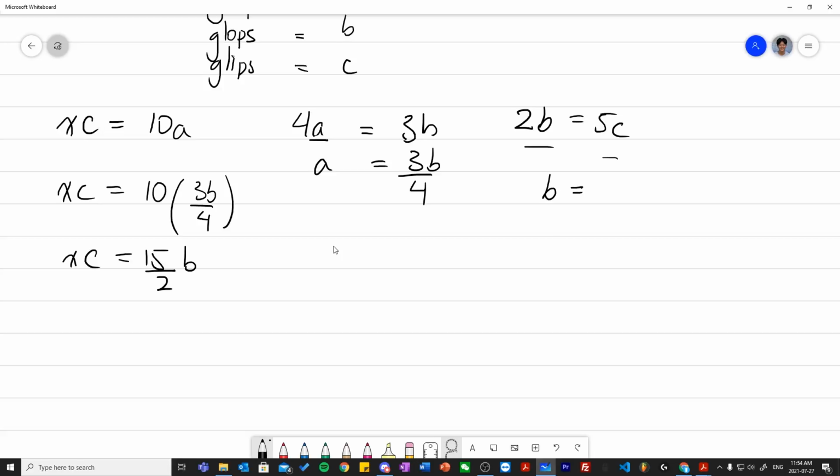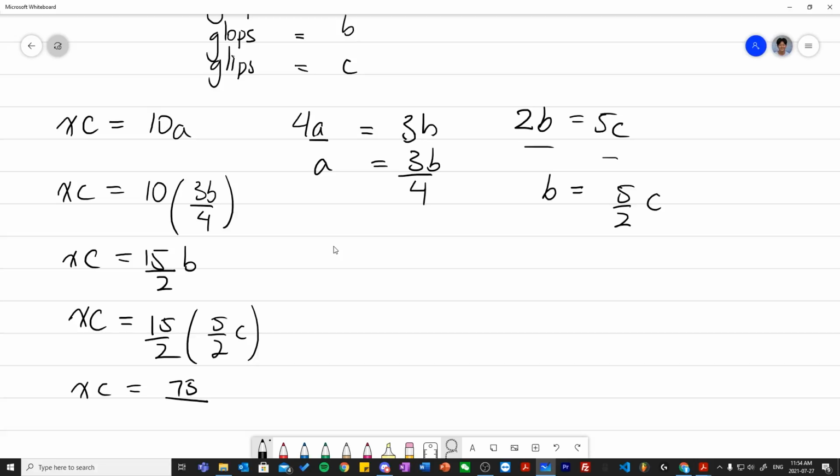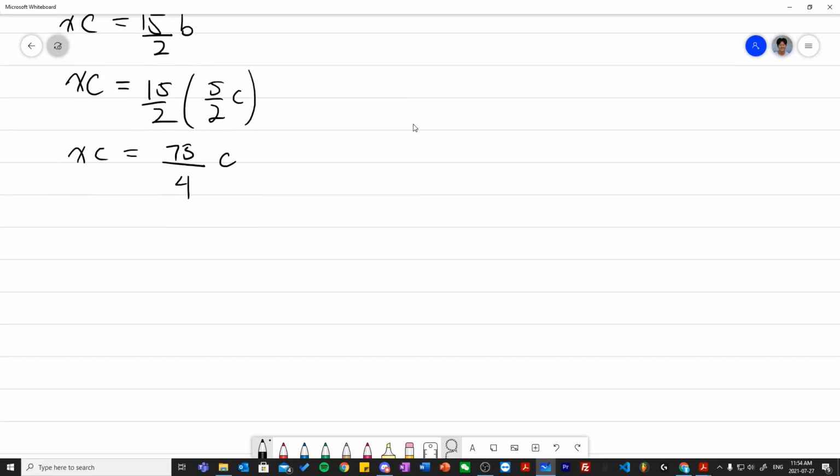Converting b into c, moving 2 to the side, we have b equals 5 over 2 c. If we sub this in, x times c equals 15 over 2 b, and b equals 5 over 2 c, and then we multiply them together. So xc equals 15 times 5, which is 75 over 4 c. If x amount of c equals 75 over 4 amount of c, we can cross out the c, and x equals 75 over 4.